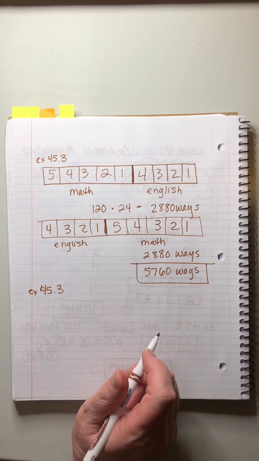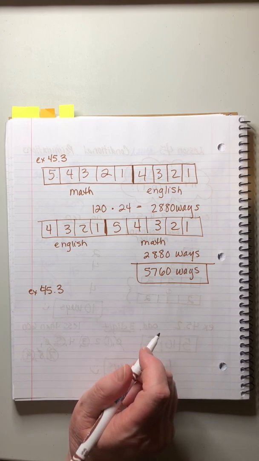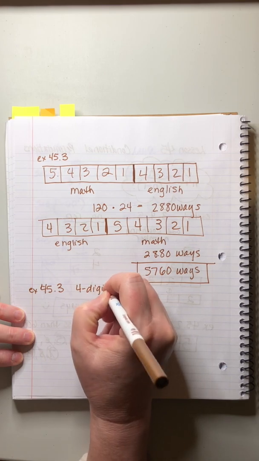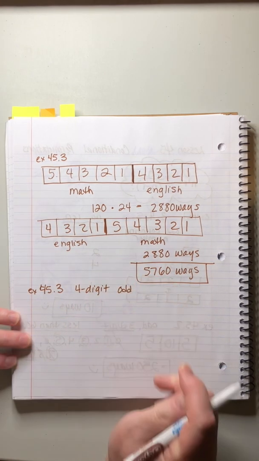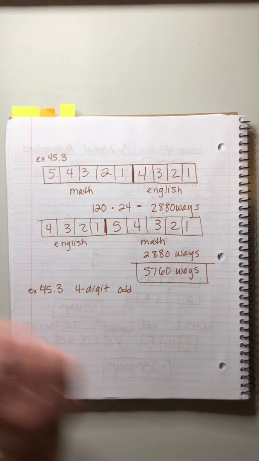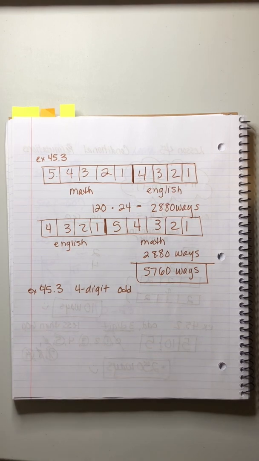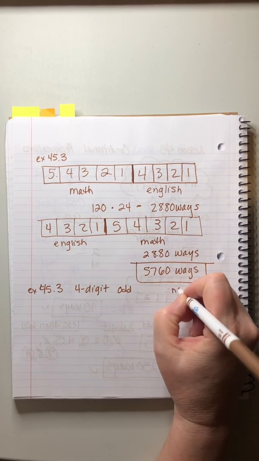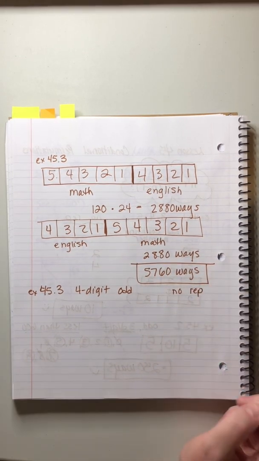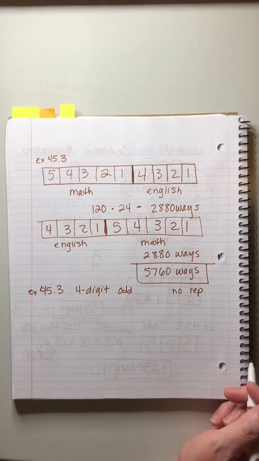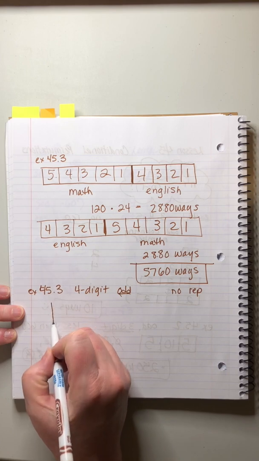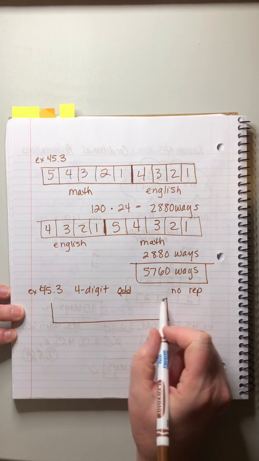How many different 4-digit odd counting numbers can be formed if no repetition of digits is permitted? Okay, they have to be 4-digit, they have to be odd, and there's no repetition. All right, let's draw our boxes.